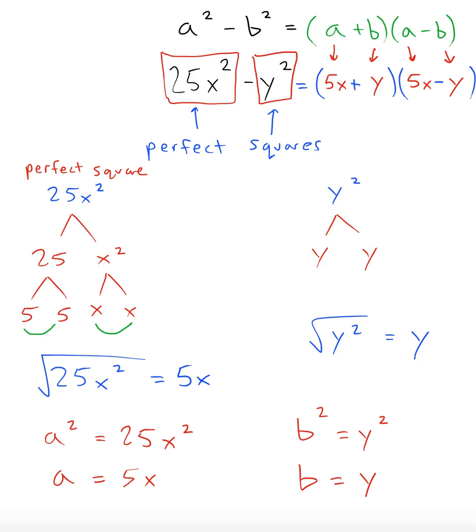Now we could prove that this final result really is equivalent to the previous simply by FOILing. And if you FOIL that, you'll find that the middle terms cancel. You'll get 25x squared when you do the firsts. If you do the outers, you'll get minus 5xy. And if you do the inners, you'll get plus 5xy. See, those will cancel. And then you do the lasts, and you'll get minus y squared. So these ones cancel. And it works.